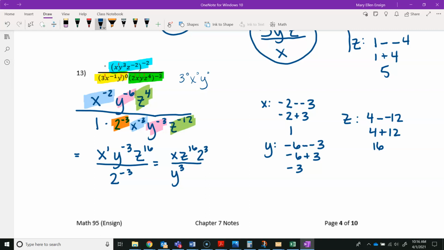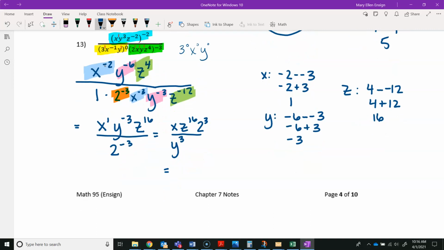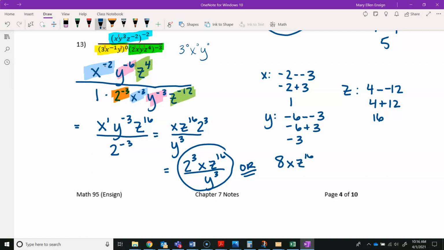And then I'm just going to rewrite this and clean it up a little bit. We usually put our numbers first. So 2 to the third x, z to the 16th over y to the third. Or you can change 2 to the third to 8, right? It's not 6, it's 2 times 2 is 4 times 2 is 8. Either one of those is fine.